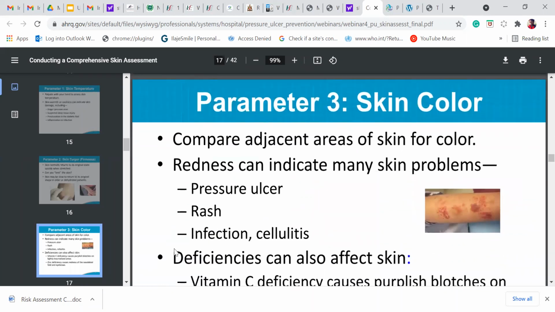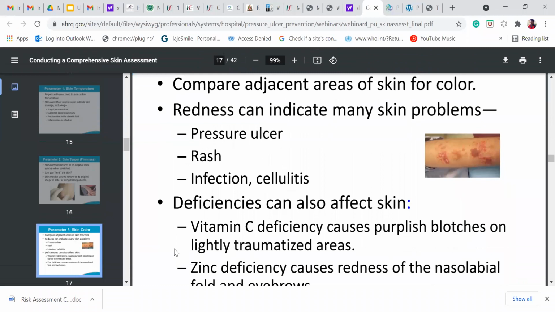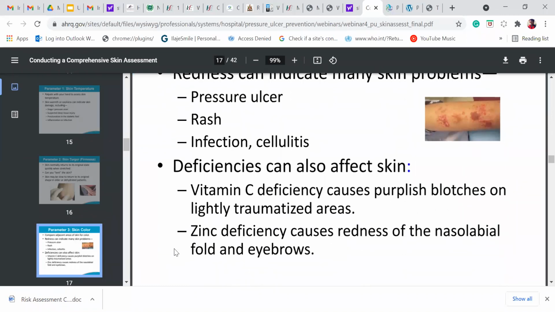The skin color is also an important parameter. So you need to be able to compare adjacent areas of the skin for colors. Look, is this area brown? Is this darker, and things like that. So redness can indicate many skin problems, as we all know. It could indicate pressure ulcer, rash, infection, or even cellulitis. So it's important that you pay attention to the color. Deficiency can also affect the skin. All right, so vitamin C deficiency causes purplish blotches on the likely traumatized area, and zinc deficiency causes redness of the nasolabial fold and eyebrows.